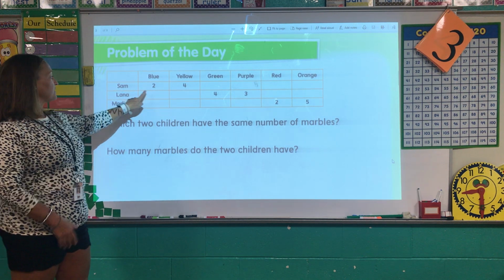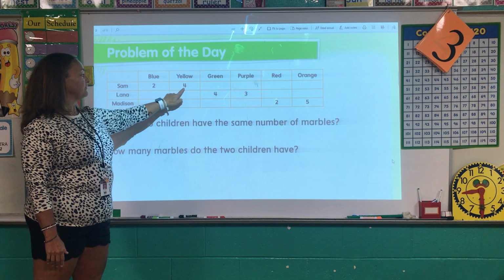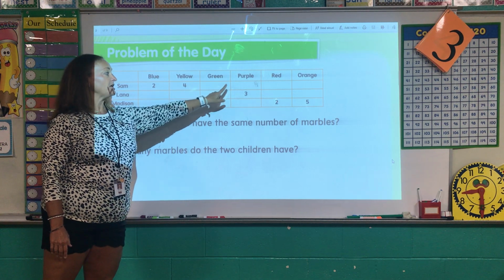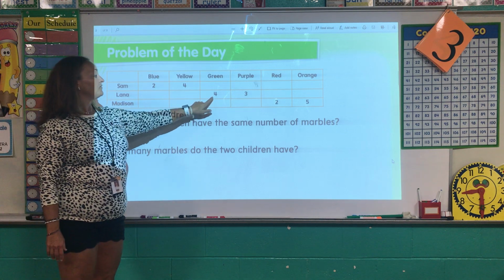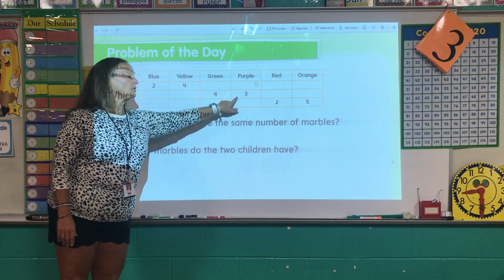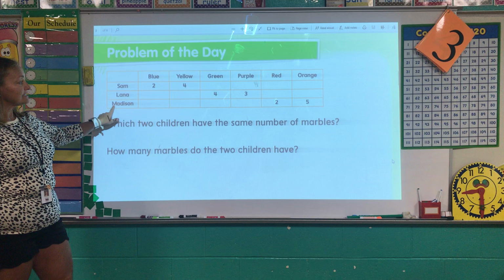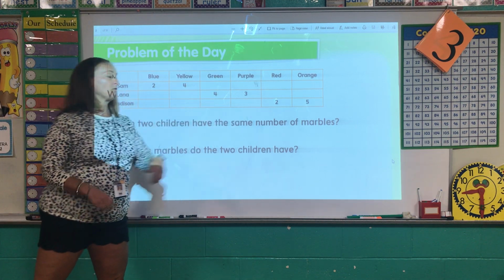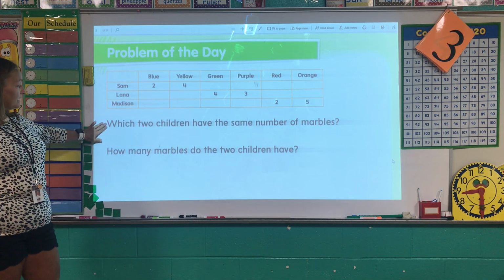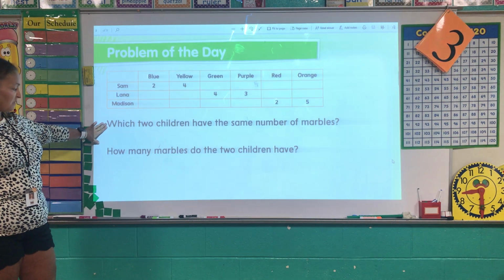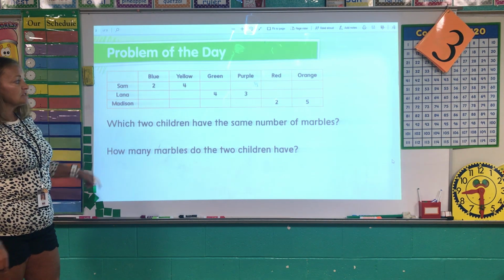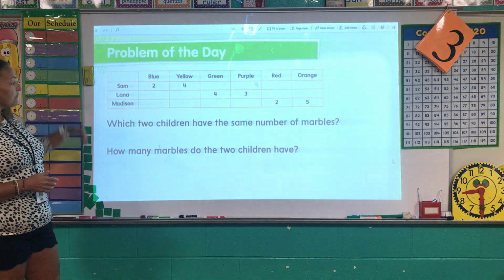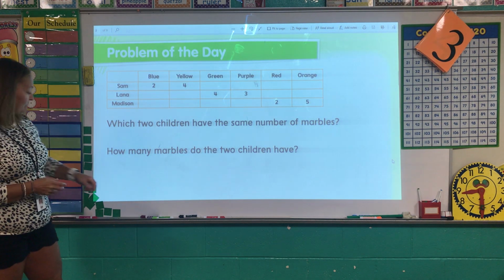So if we look at Sam, we notice that he has 2 blue marbles and 4 yellow marbles. He doesn't have any green, purple, red, or orange. Lena has 4 green marbles and 3 purple marbles. And Madison has 2 red marbles and 5 orange marbles. And we want to know which two children have the same number of marbles and how many marbles do those two children have. So first we need to think of a strategy. How are we going to solve this problem?